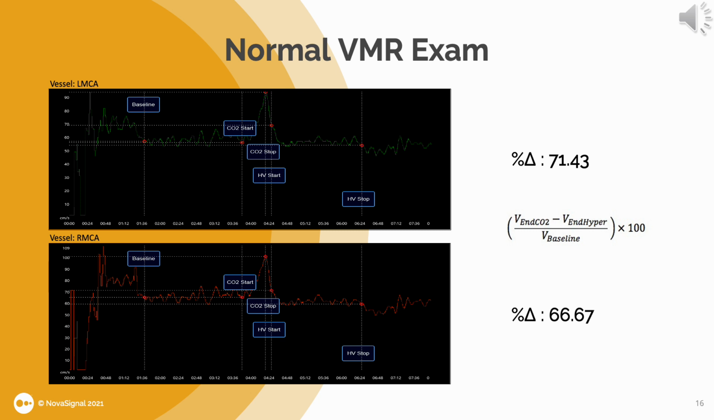After 30 seconds of breath hold, the patient was asked to perform 2 minutes of hyperventilation to induce the hypocapnia response. It's worth noting that the patient took just over 1 minute to return their mean flow velocities to baseline values. After calculation of the VMR percent change, we can see both values are over 65%, representing normal VMR.